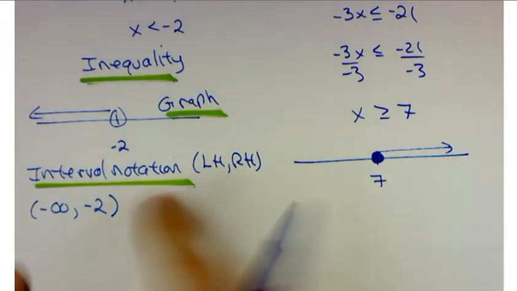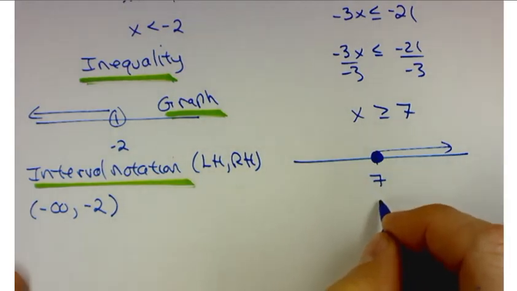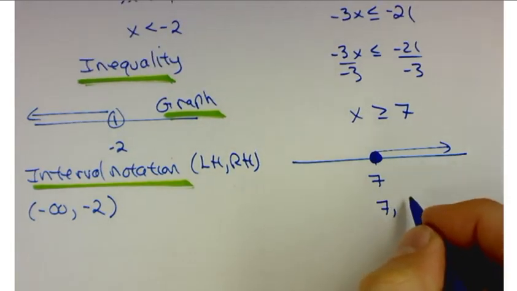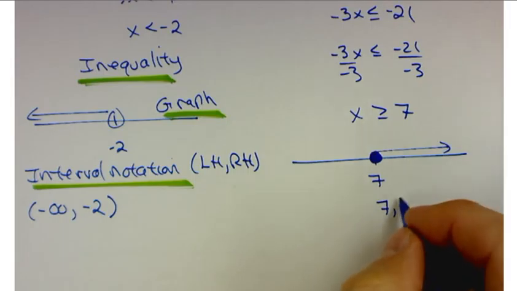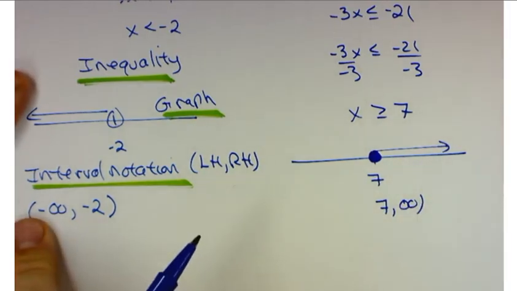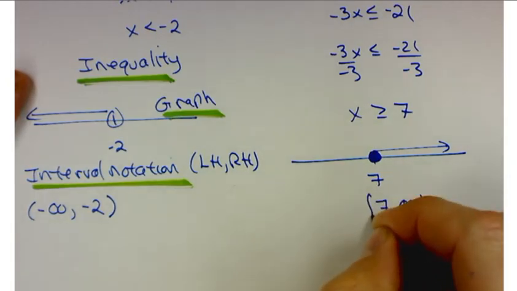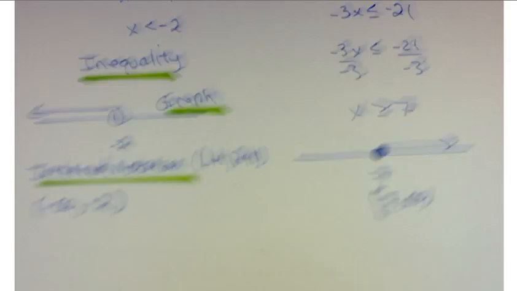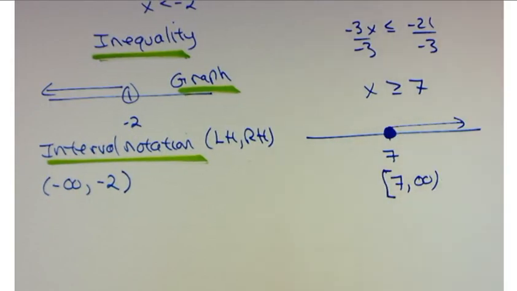So the last but not least, the interval notation. The left-hand endpoint is 7. The right-hand endpoint? Positive infinity. Thank you. Now infinity and negative infinity get parentheses. But here with 7, I'm going to use a bracket to indicate that we want to include the 7.